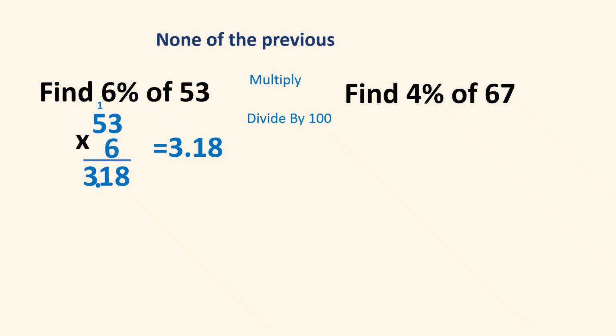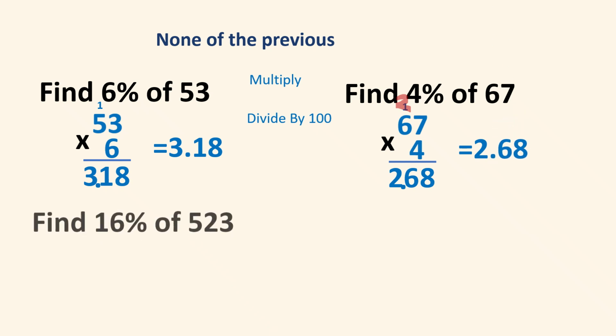Now what's 4% of 67? 67. Now multiply. 4 times 7 is 28. Write the 2 up. 6 times 4 is 24. Plus 2 is 26. This number here should be a 2, not 1, because it's 28. And then with the decimal after 2 steps, it's 2.68.